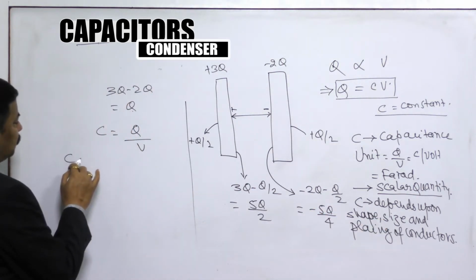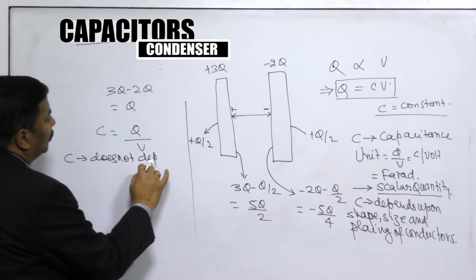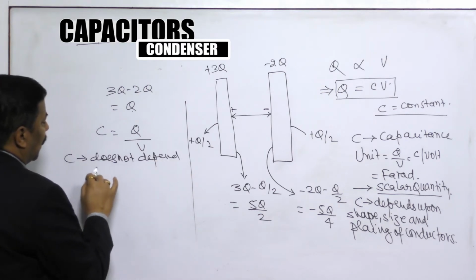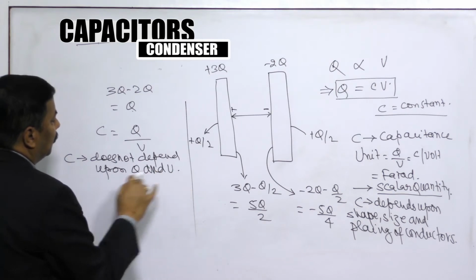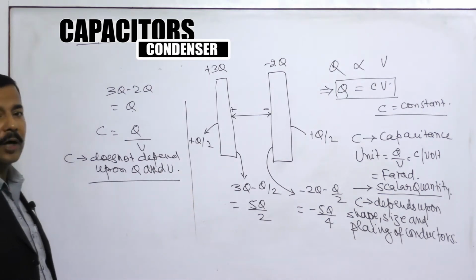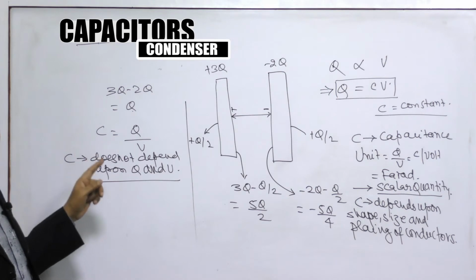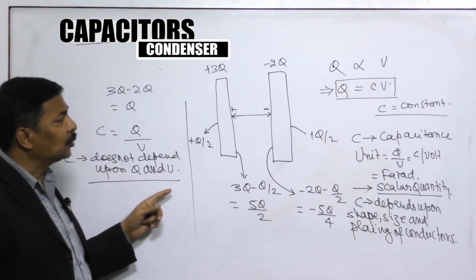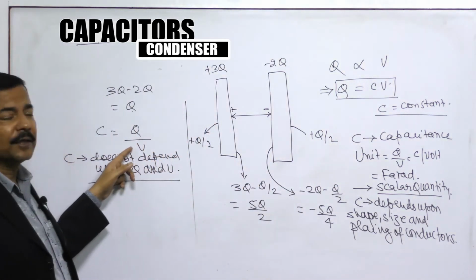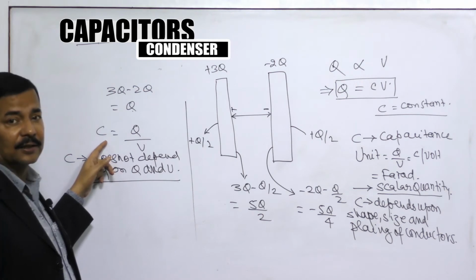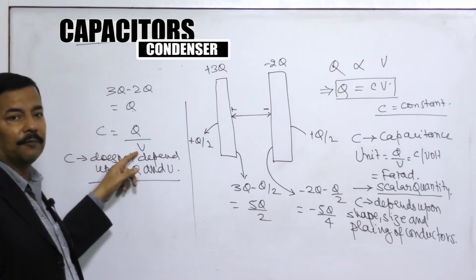So C does not depend upon Q and V. This thing should be understood in a very proper manner, because generally the student has a confusion that if Q is equal to CV, and V is increased, C will decrease. This is the general answer, but it is not correct. C does not depend upon Q and V.